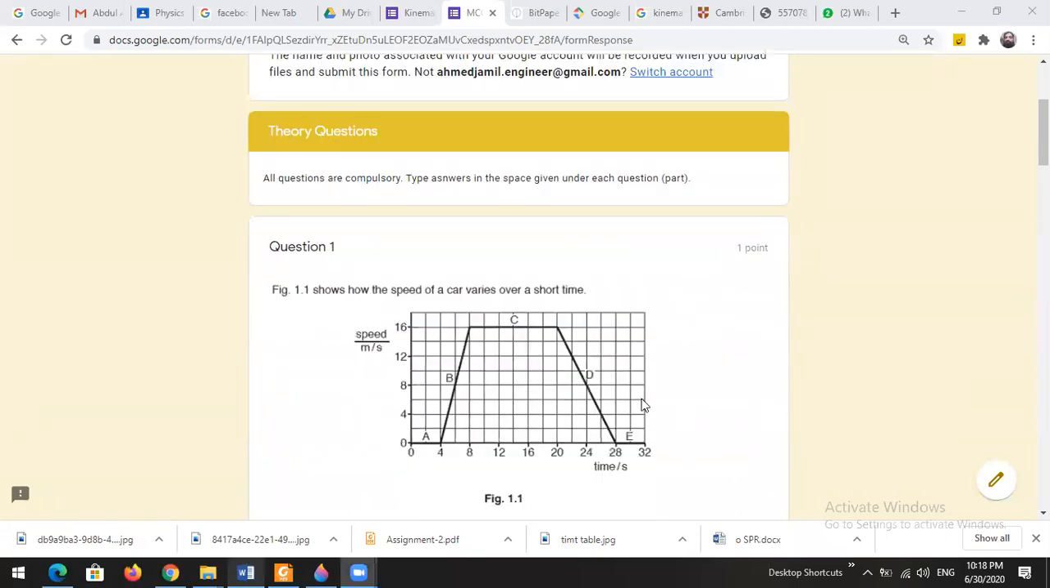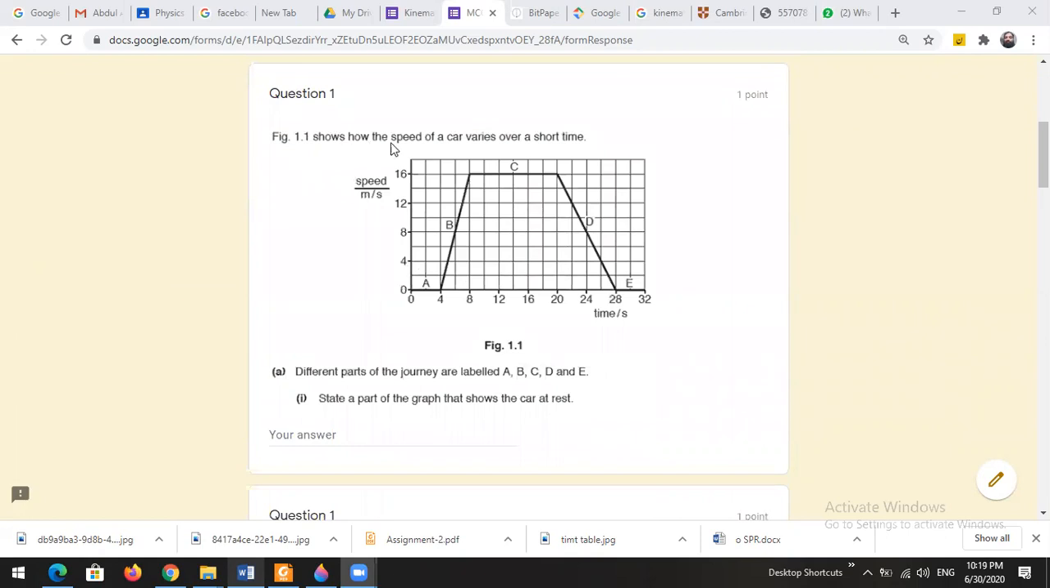So question number one is, figure 1.1 shows how the speed of a car varies over a short time. So you can see the total story of the car traveling. This is a speed-time graph. Different parts of the journey are labeled. This is A, then B, C, D, and E. The different intervals are represented by the letters A, B, C, D, and E.